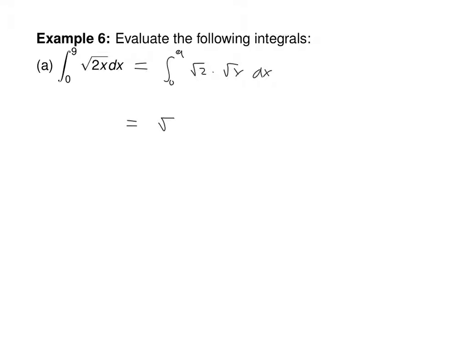So that becomes root 2. What's the antiderivative of x to the 1/2? 2x to the, oh no, that's wrong, it's not 2x to the, 2/3, yes. x to the 3/2, from 0 to 9. So 2 root 2 over 3 times 9 to the 3/2 minus 0.